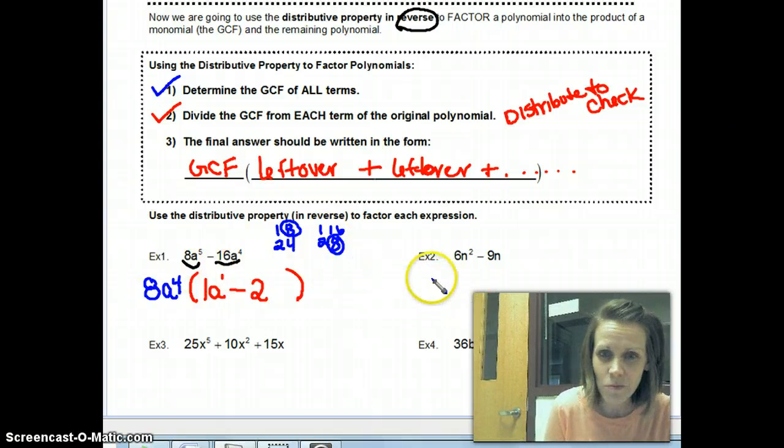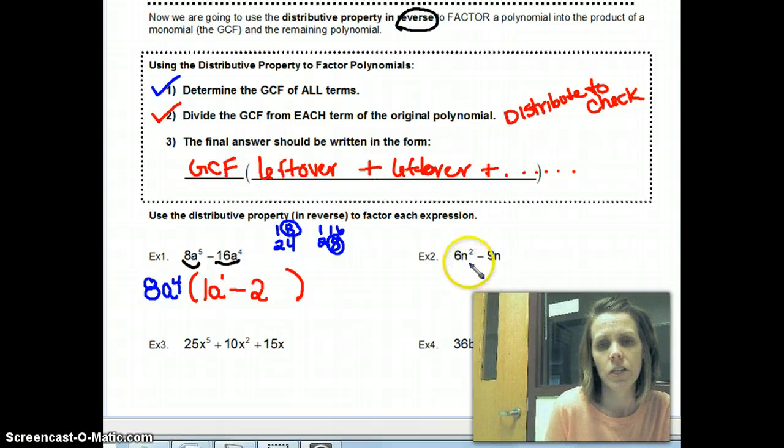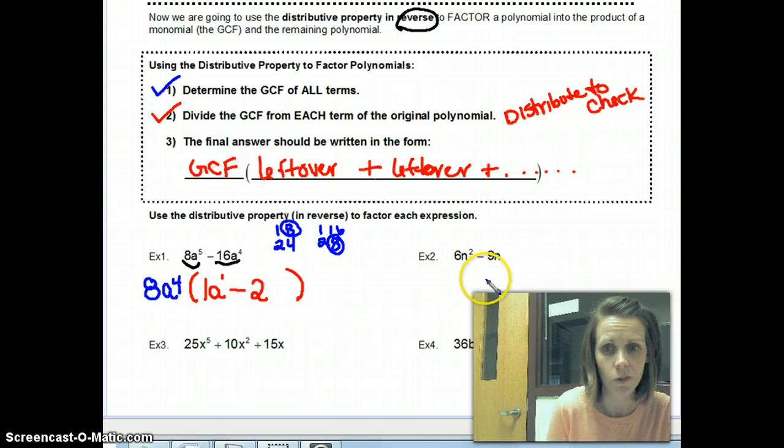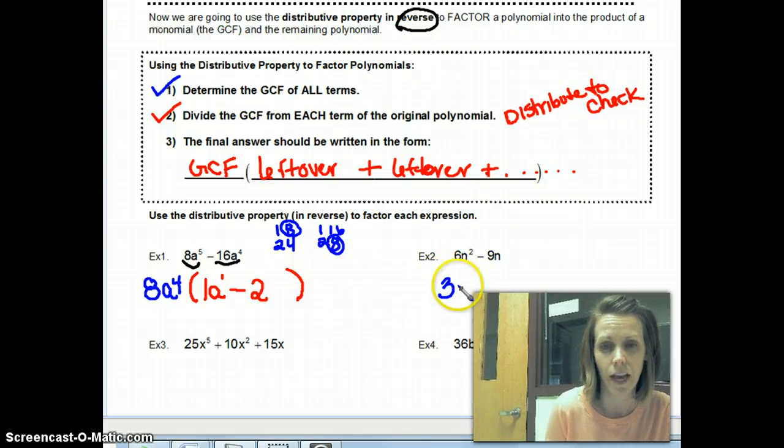Okay, so let's move on to number 2. So we have 6n squared minus 9n. So now we're going to find that GCF. Hopefully this would be one where you could just see the GCF is, think about it, 3. This is 6 and 9. I can automatically see that the number they have in common is 3. If you don't remember, go ahead and list out those factors. Otherwise, hopefully if you get good at these, it's really fast.